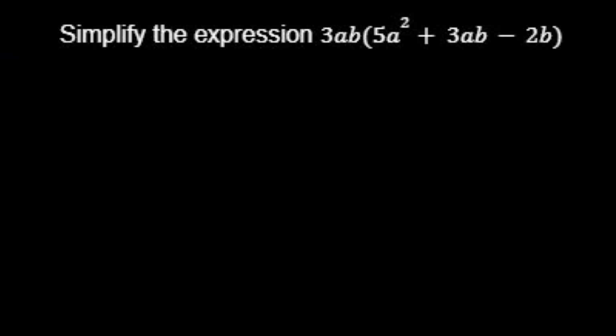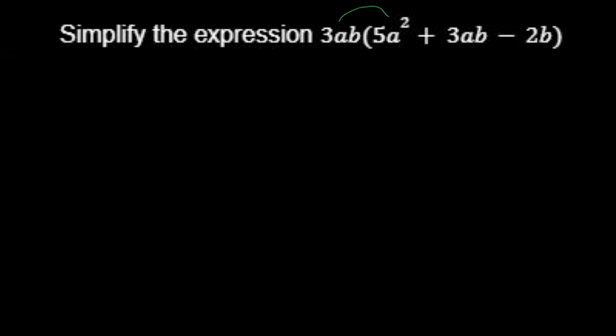So in this example, we are going to simplify this expression. We have 3ab times the polynomial 5a squared plus 3ab minus 2b. Because it's multiplication, we're going to be distributing the 3ab through. So 3ab times 5a squared.